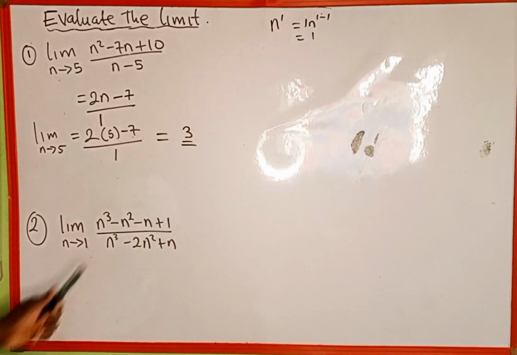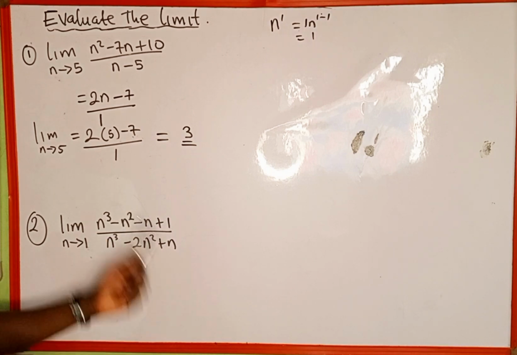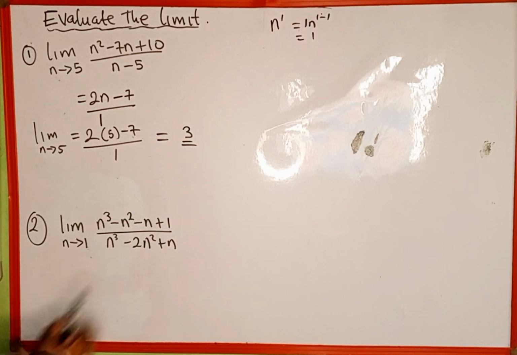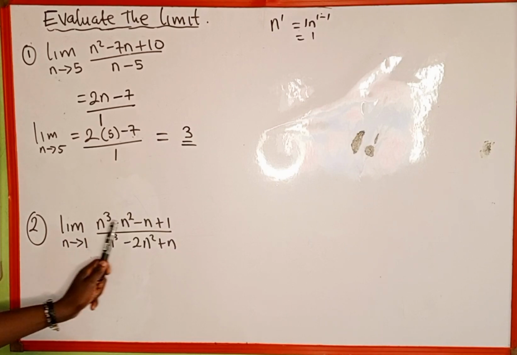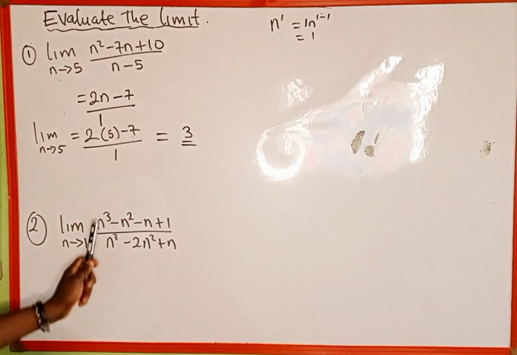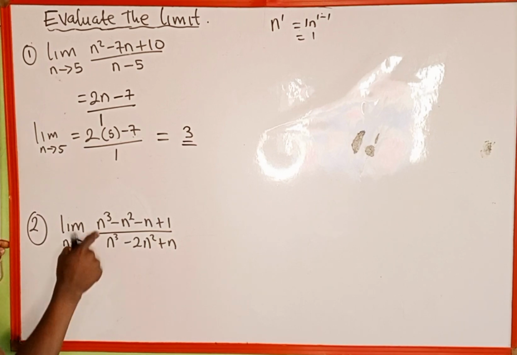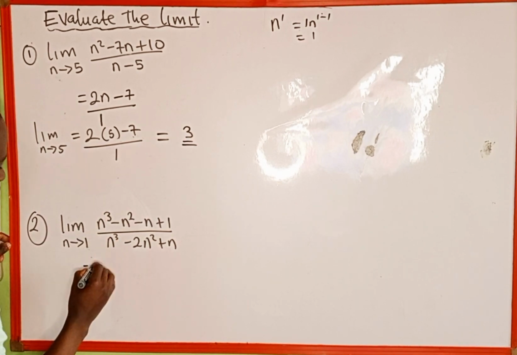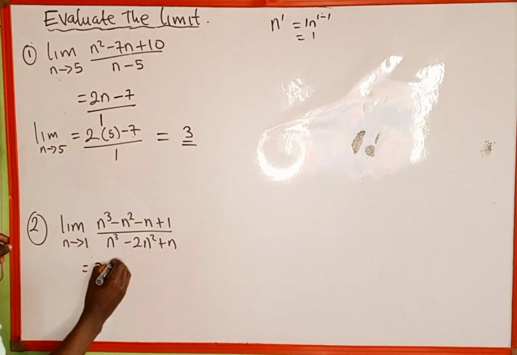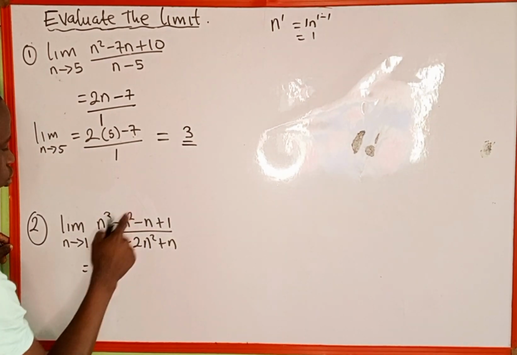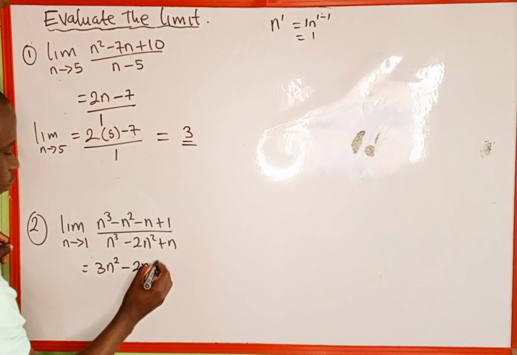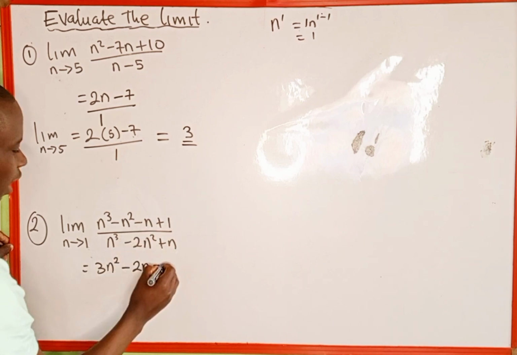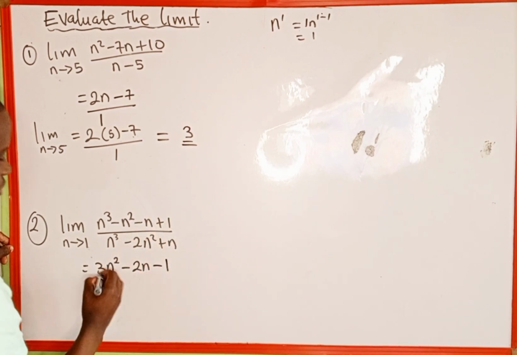Now let's look at number 2. n to power 3 minus n squared minus n plus 1, all over n cubed minus 2n squared plus n, as n approaches 1. So let's apply the same L'Hopital rule by differentiating each of these terms separately with respect to n. So the first one is what? n to power 3. 3 multiplied by n is going to give us 3n. Take away 1 from the power is going to be 2. Then minus 2 multiplied by n is going to give us 2n. Take away 1 from the power is going to be raised to the power of 1. Then minus the derivative of n is the same as 1. And the derivative of a constant is 0.